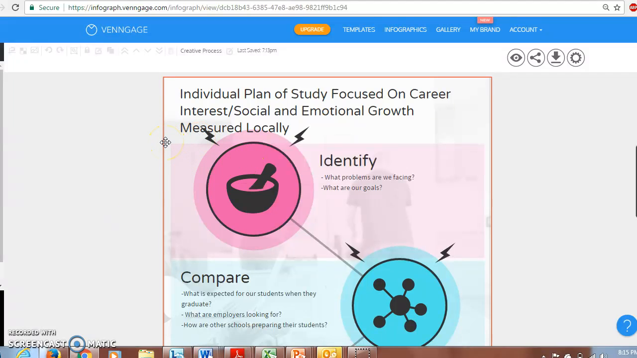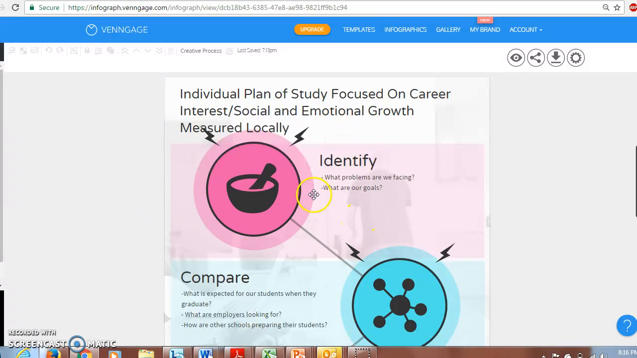Today, I selected the individual plan of study focused on career interests and social and emotional growth measured locally. This is going to be based on students' future outside of school, and their social and emotional growth, not just within school, but outside of school, like how they interact with the community and what the community is searching for from our students. Surprisingly, that's not always just academics, but how they socialize, how they work hard, whether they are on time, a lot of citizenship. So that's why I combined these two together.